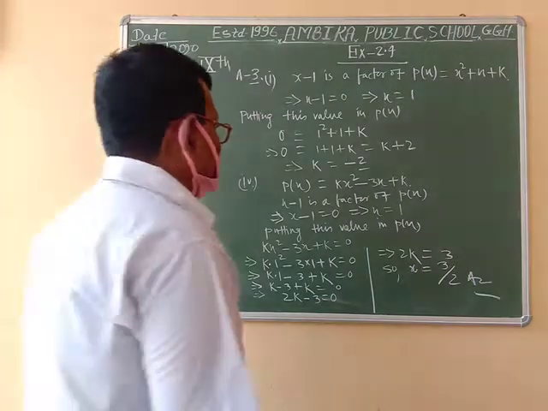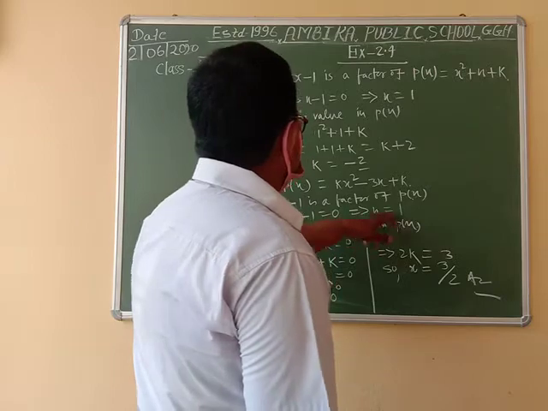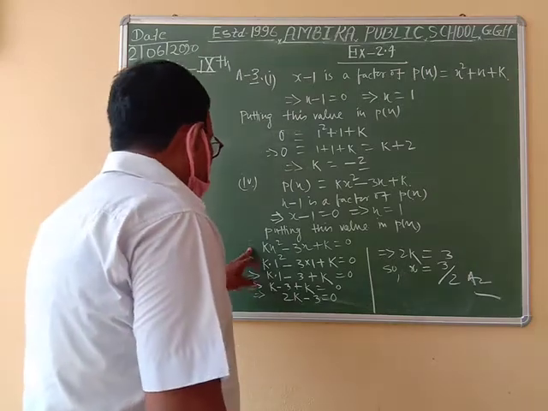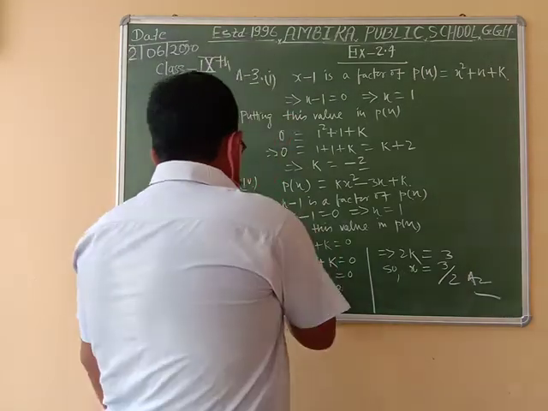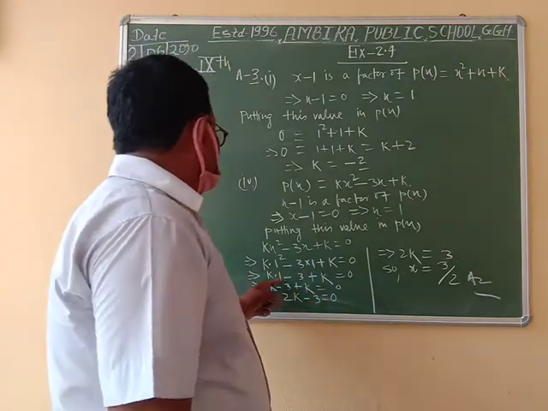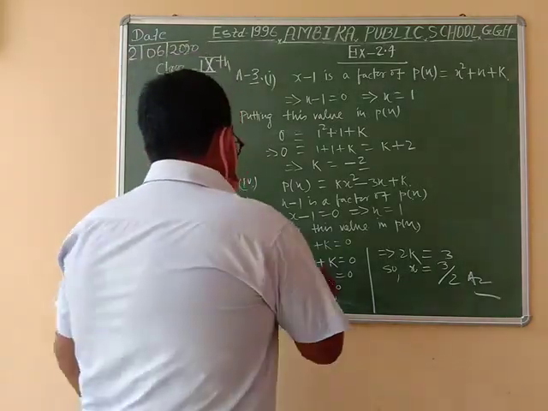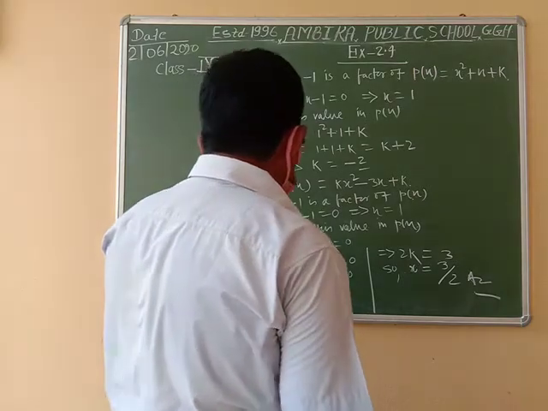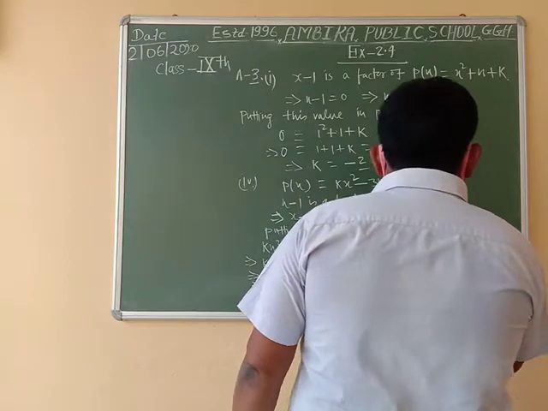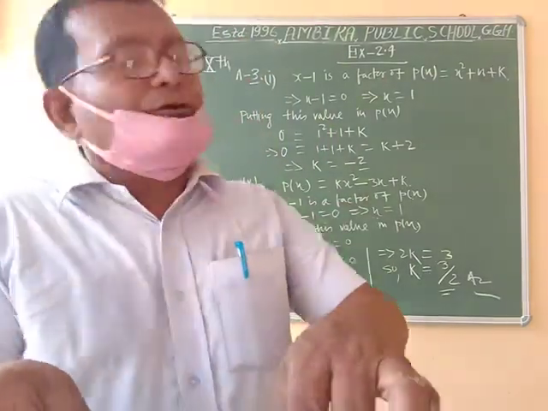x minus 1 is a factor of p(x), so we can write x minus 1 is equal to 0, or x is equal to 1, and putting this value in p(x), kx square minus 3x plus k equals 0, so k into 1 square minus 3 into 1 plus k equals 0, so k into 1 minus 3 plus k equals 0. Solving this, 2k minus 3 equals 0, so k is equal to 3/2. Hence the value of k is equal to 3/2.